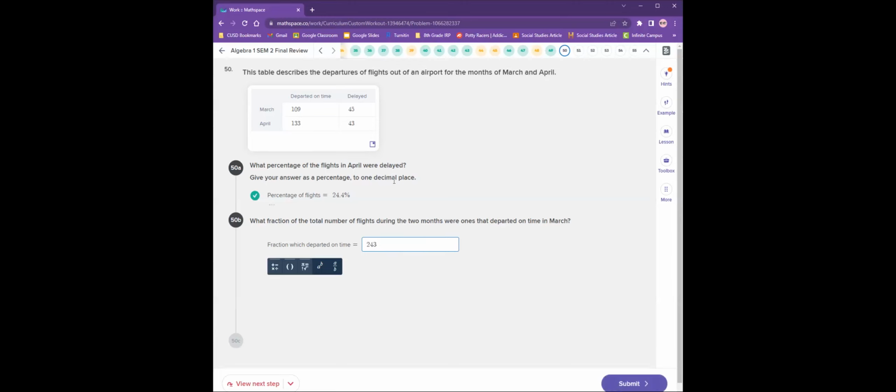Or 243. Well, it says fraction. It says fraction, so I'm not sure. I don't know what to suggest, because does that one reduce? It does. You can divide the top and bottom by three. 243 divided by three, 81. It should have told me. I'm not saying this is what it wants. I'm just totally guessing here. And the other one is 110.